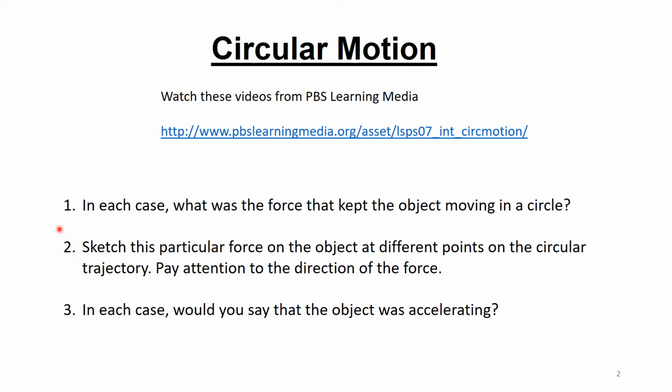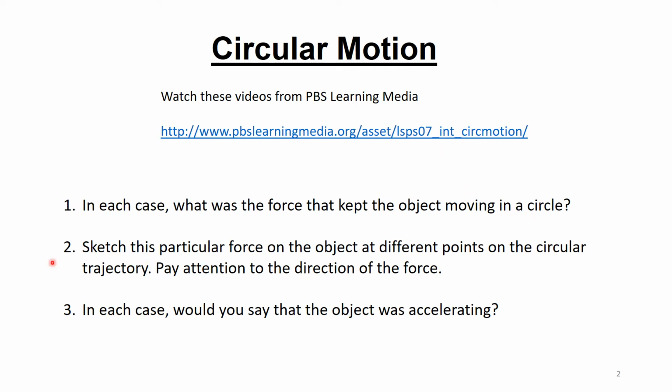Okay, so we have videos of moving objects, and the objects are moving in a circular path. So for each case, you're trying to identify the force that kept the object moving in a circle. And for the three videos in the link, there will be three different forces.